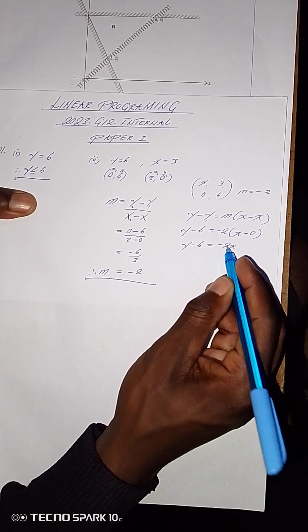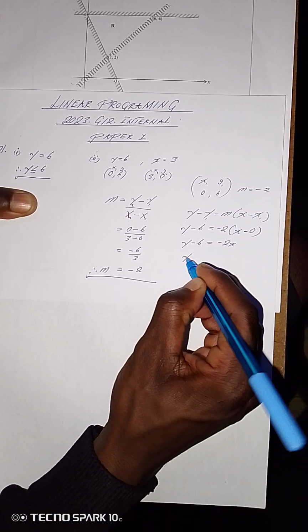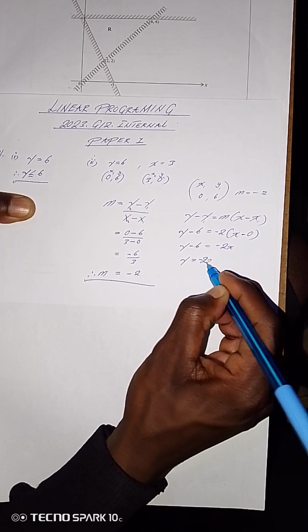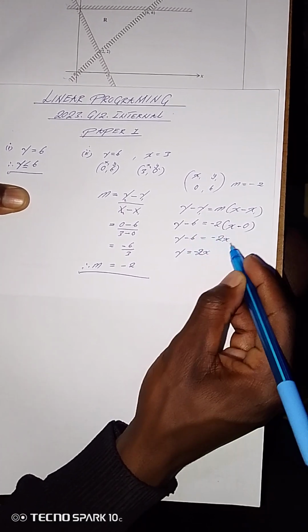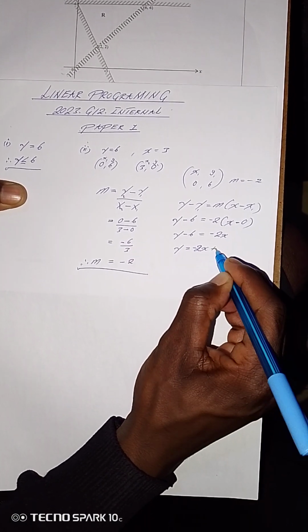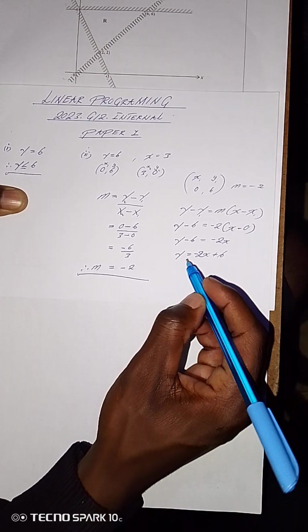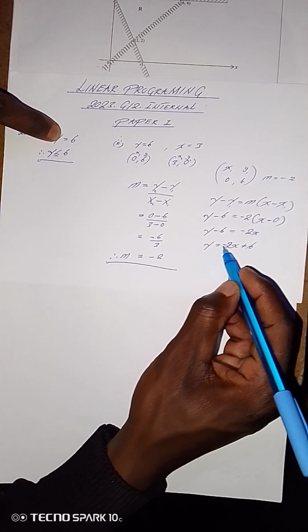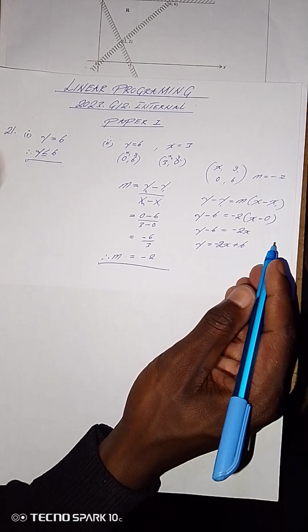When you reach here, collect the like terms, it's going to be y equals negative 2x. This is positive when it comes this side, this is negative when it comes this side, it's going to be positive 6, like this. So this is the equation. Now you change this one, you put the inequality.